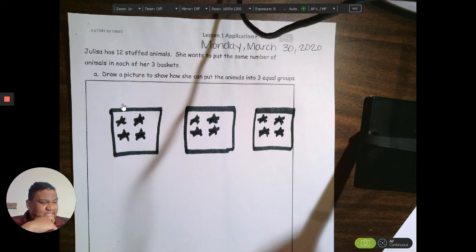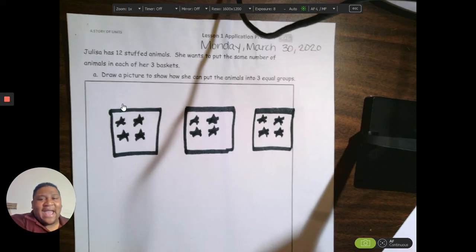Okay. So how can she put the animals into 3 equal groups? So how many did she put into each basket? Each of the baskets has how many? 4. That is absolutely correct. I knew that you would get it. Each of the baskets has 4 stuffed animals in them. Now, the question that Mr. Baird posed was, how can you relate repeated addition to multiplication?